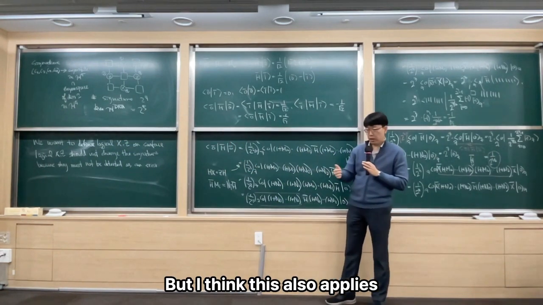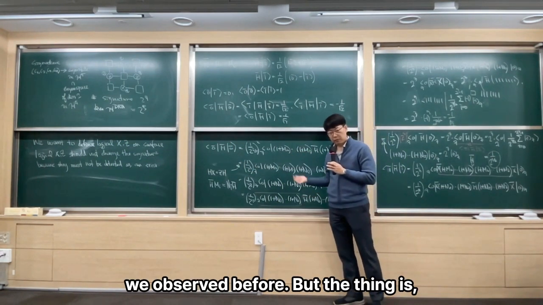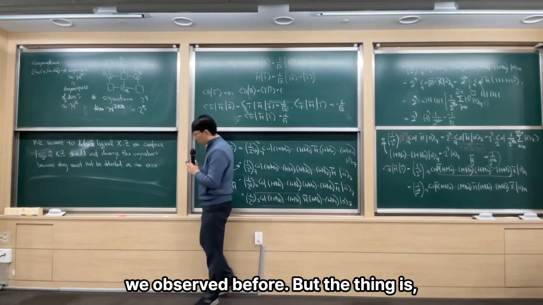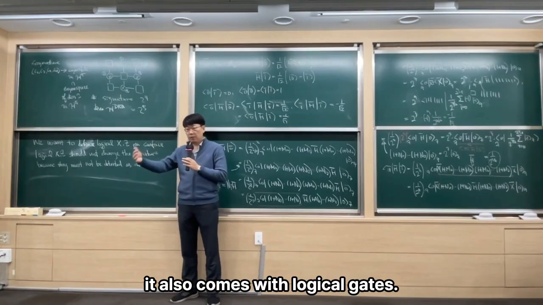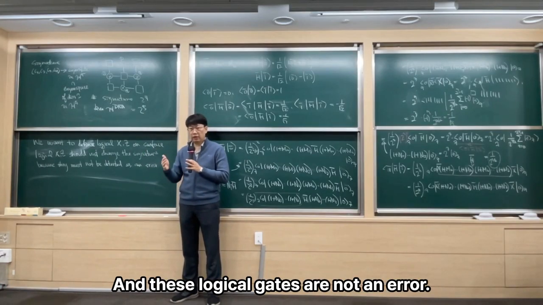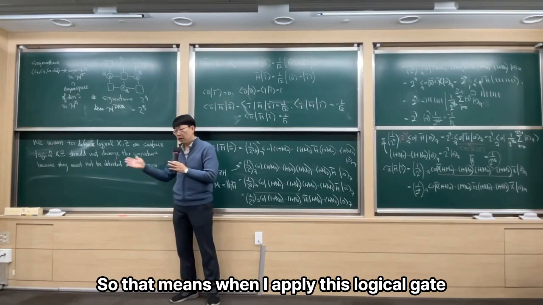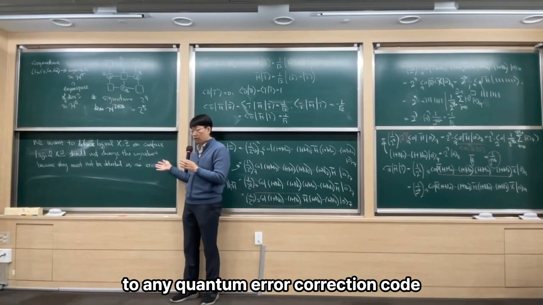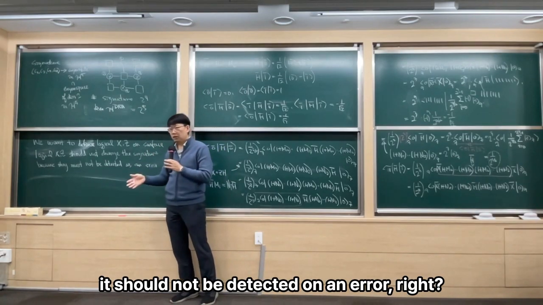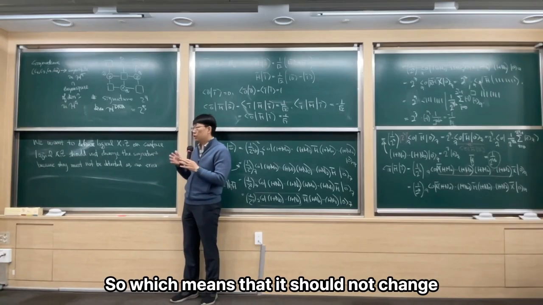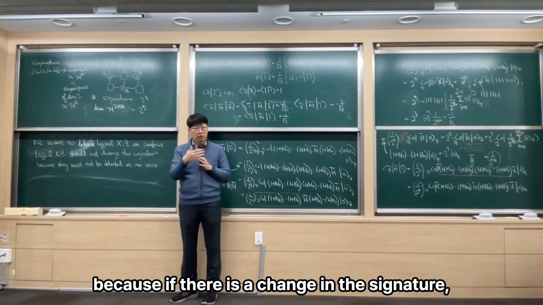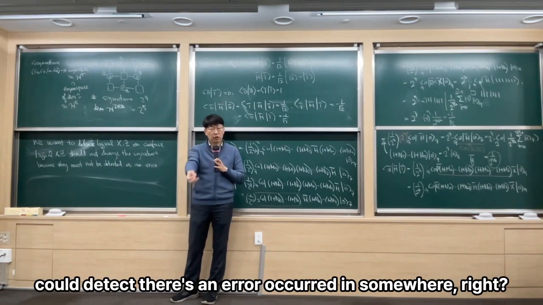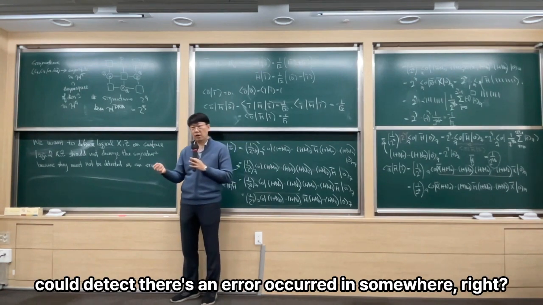I think this also applies to the 5 qubit code and 7 qubit code we observed before. Every quantum error correction code not only detects an error, it also comes with logical gates. And these logical gates are not an error. So when I apply a logical gate to any quantum error correction code, it should not be detected as an error. That means it should not change the signature in the surface code, because if there is a change in the signature, it means the surface code detected an error somewhere, right?